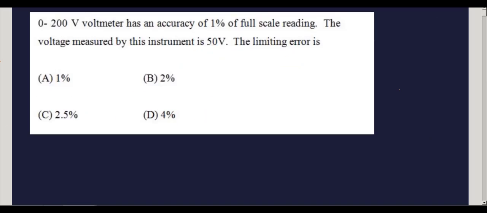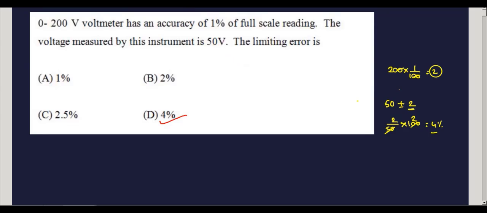Next question. A 0 to 200 volt meter has an accuracy of 1% of the full scale reading. So for the 200 volt meter, 1/100 × 200 equals 2. So this is the accuracy of 1%, and the voltage measured is 50 plus or minus 2. This is the error. What is the limiting error? 2/50 × 100, that equals 4%. So limiting error is 4%.